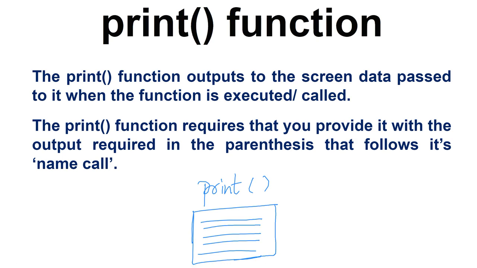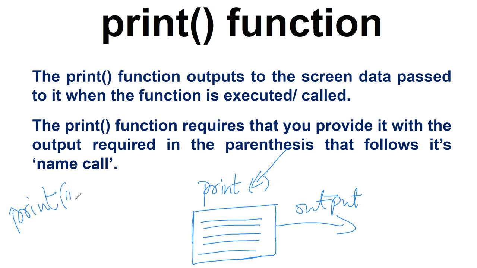The print function outputs to the screen data passed to it when the function is executed. The print function requires that you provide it with the output required in the parentheses that follows its name call. So, for example, if we call the print function, within the parentheses we are providing the output that we would like it to output to the screen.